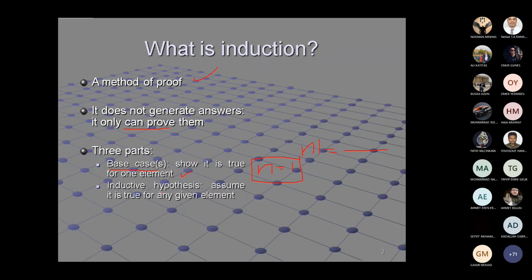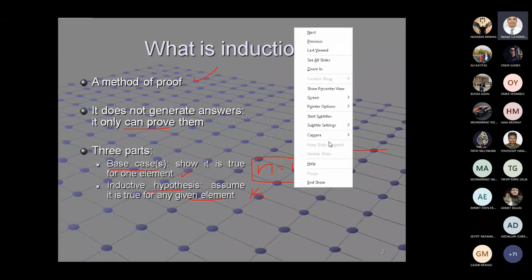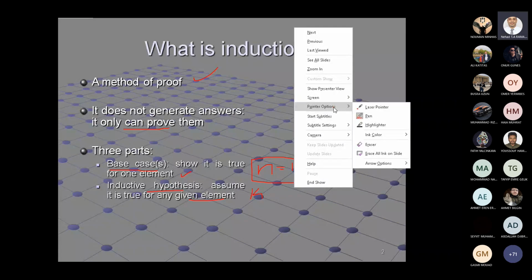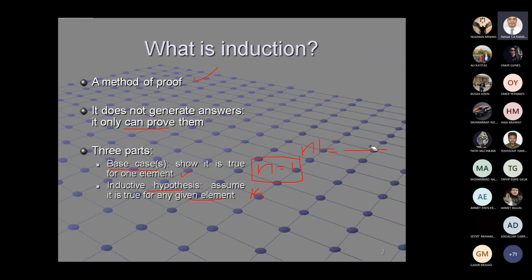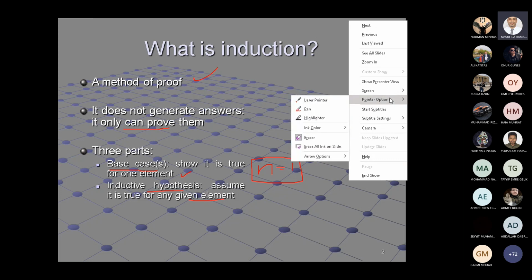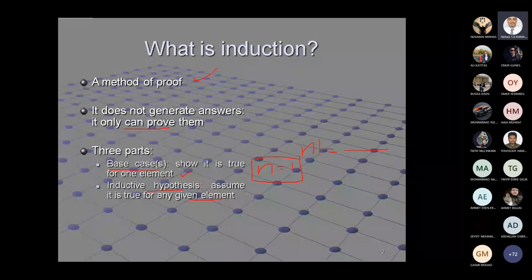Second part, we make a hypothesis, we make an assumption from ourselves. We assume that this statement is true for a given element, for element k, for example. We don't know which element. Let's say element k. Assumption means from ourselves: we will consider that it's true. It's not yet true. We will prove that it's true. But at the beginning, we will assume that it's true.